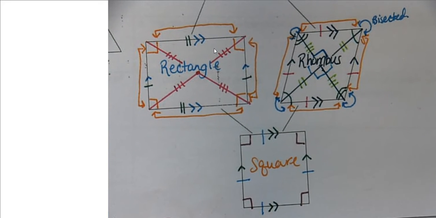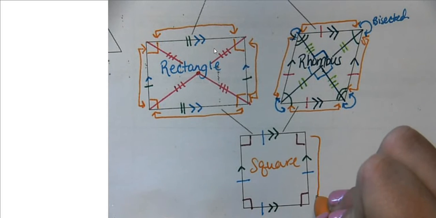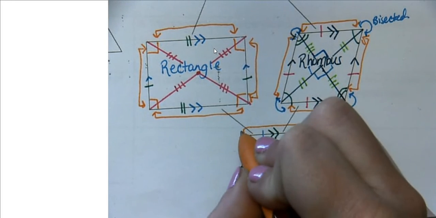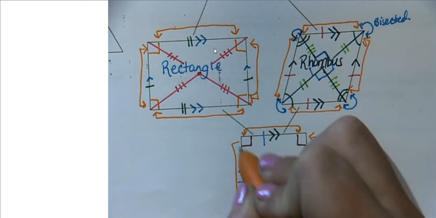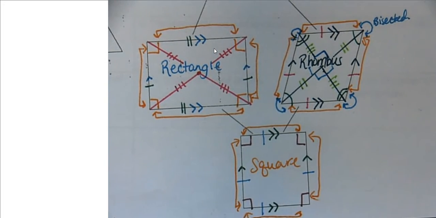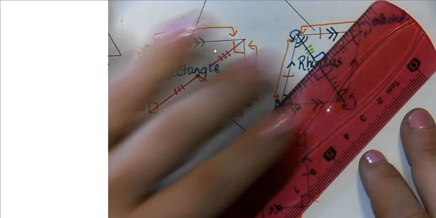Next door neighbors, do say what's up. These are called consecutive interior angles. And they do add to 180. 90 plus 90 is 180. Let's go ahead and draw in those diagonals.